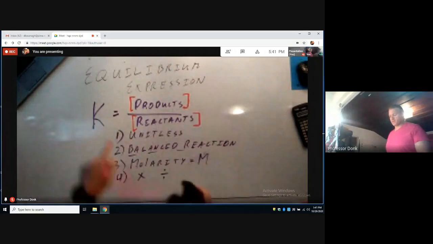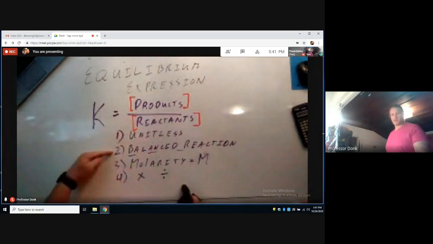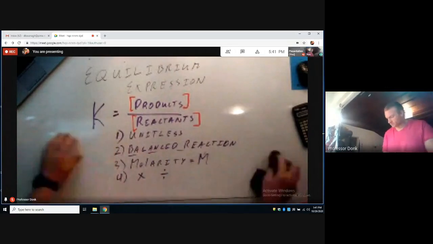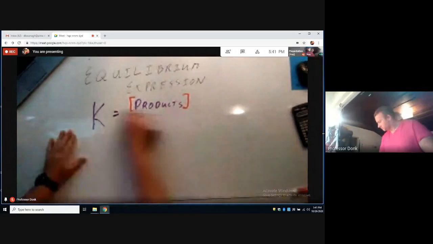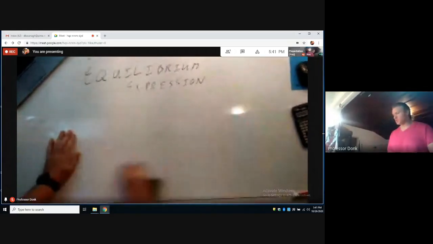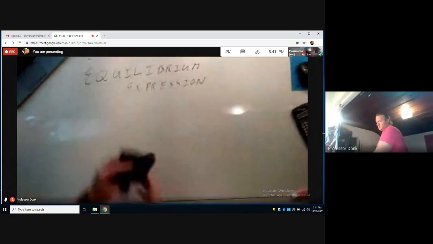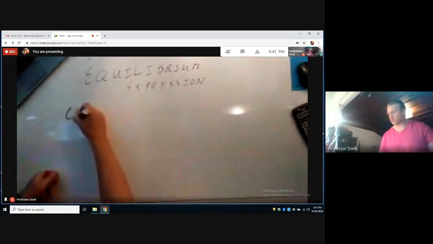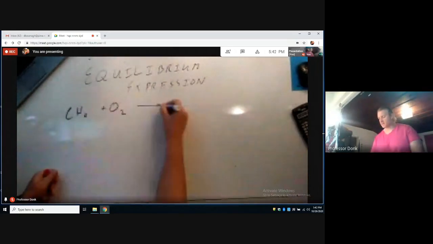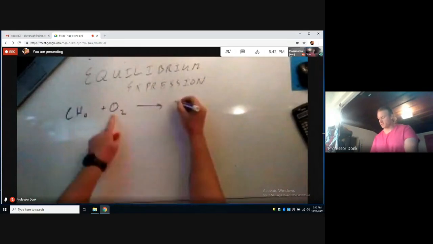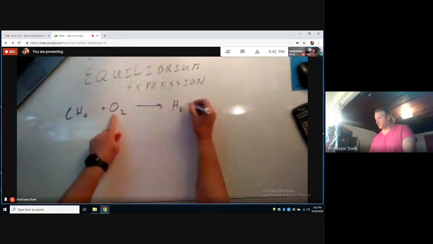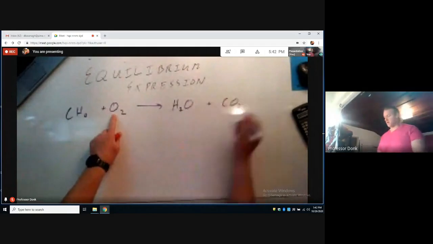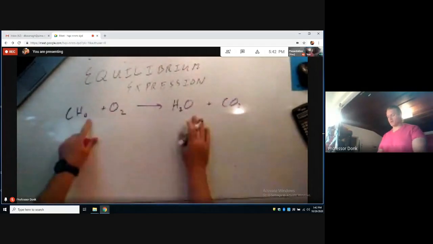So I'm going to write down now a balanced chemical reaction and show you how to write the capital K equilibrium expression for it. I'm going to do the combustion of methane. So methane is CH4 and it is a combustion reaction. So it has oxygen as its other reactant, H2O, and CO2 as its two products here. Now I said that we have to write a balanced chemical reaction here. So I have to balance this sucker out here.